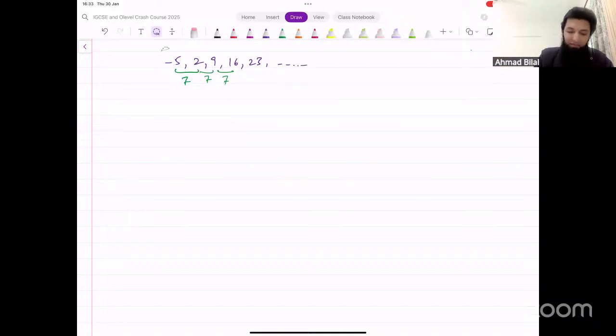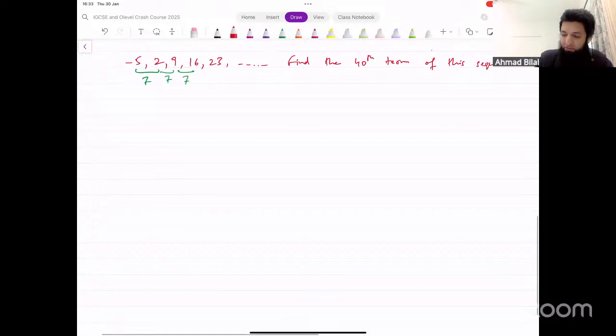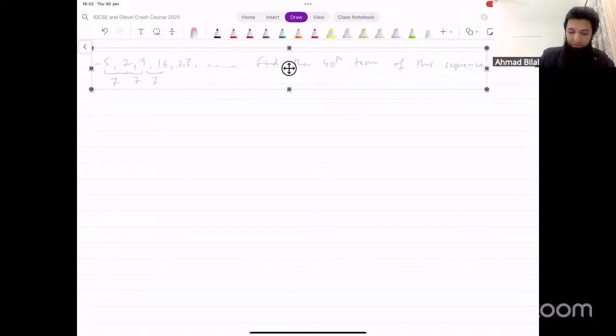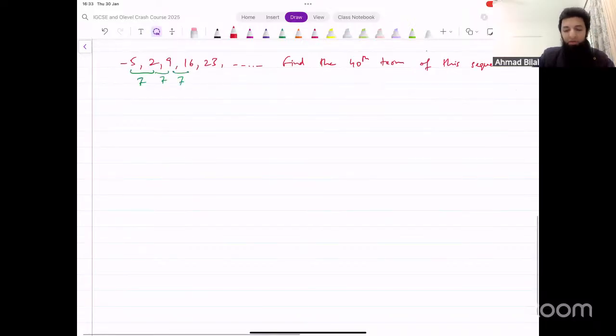Now, given this sequence, if I were to ask you, find the 40th term of the sequence. Find the 40th term of the sequence. Now, how can we do that? One possibility is that we keep writing down these values, keep writing down the next terms, but that will be too long. That will take too long, right? What we can do is we can write down the nth term of the sequence and then use that to write down that 40th term.